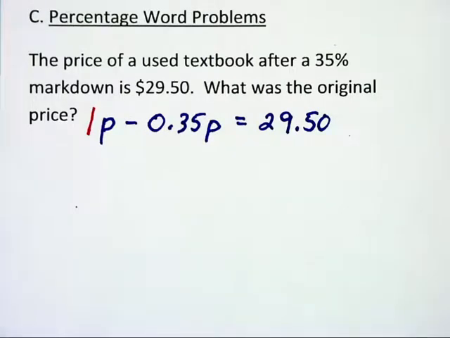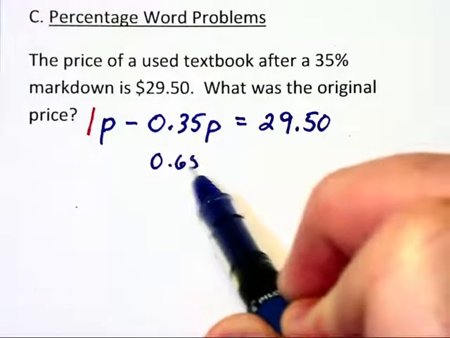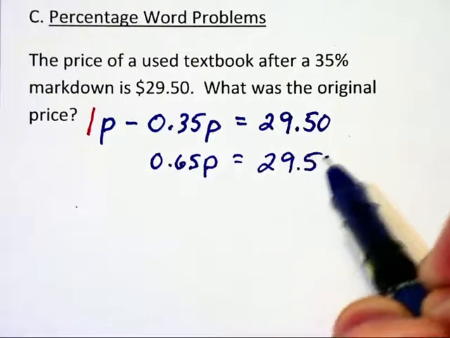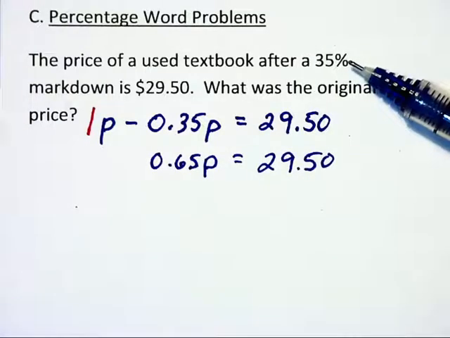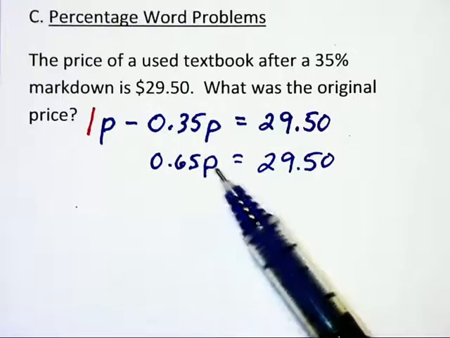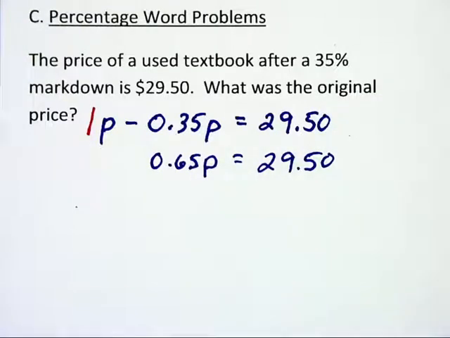1 take away 0.35 takes us down to 0.65 P is equal to $29.50. And if you think about it, after you take a 35% discount, what you have is 65% of the original price. 100% take away 35% is 65%.